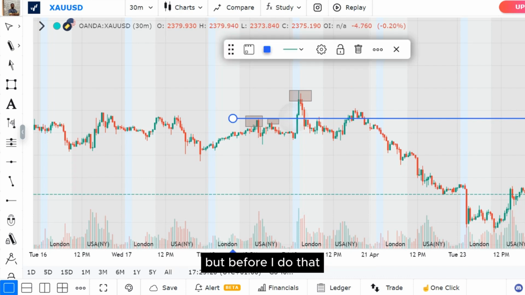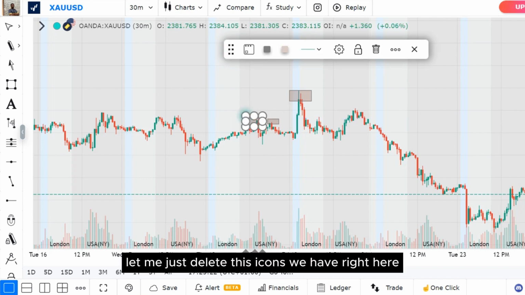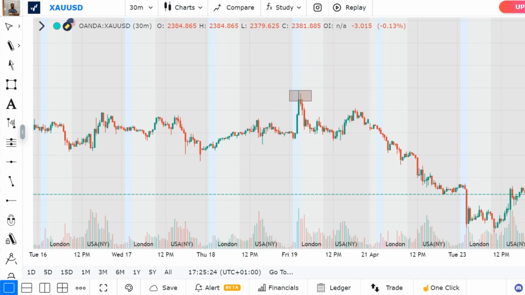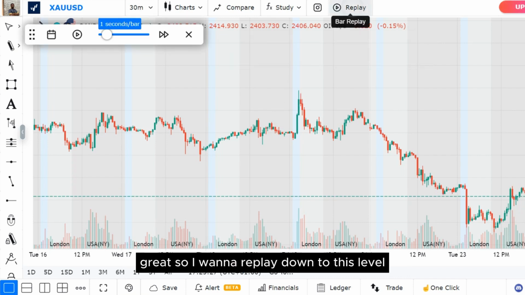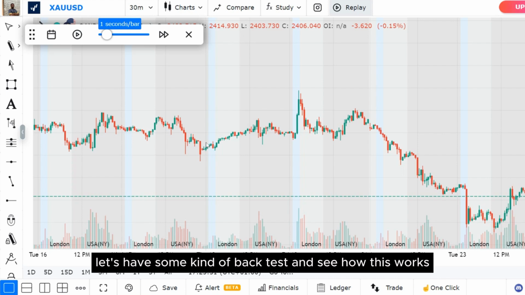But before I do that, let me just delete these icons we have right here. Great. So I want to replay down to this level. Let's have some kind of practice and see how this works.